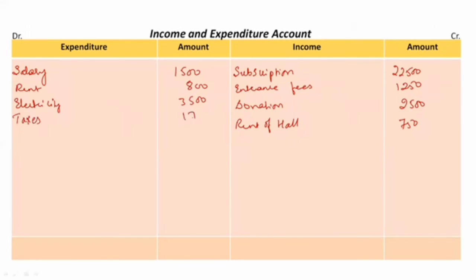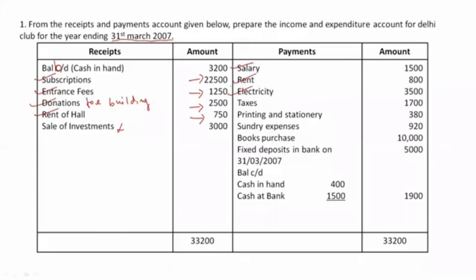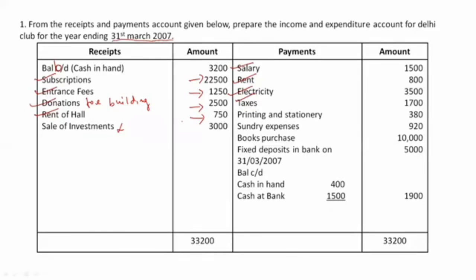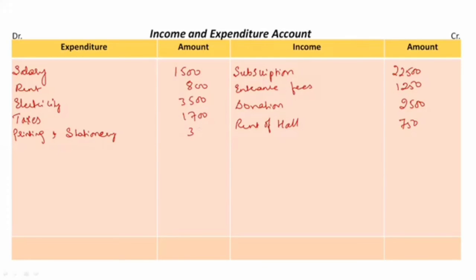Taxes, rupees 1,700. Okay, then printing and stationery. Again, every single day we need printings, we need printouts, or we need stationery for our NPO. So it is again my revenue expenditure, rupees 380. Printing and stationery, rupees 380. Mention it as it is.